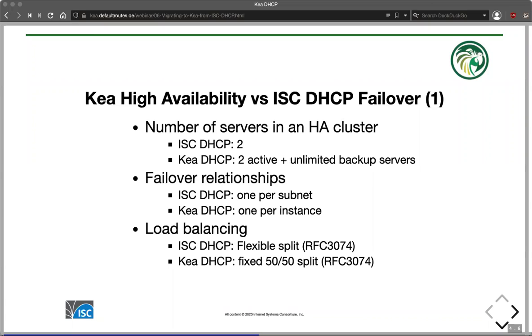For the load balancing part, in ISC DHCP, within certain boundaries, you could have a flexible split. You could do an 80-20 split, a 60-40 split, a 50-50 split, and so on. That's not possible in Kea DHCP. In Kea DHCP, we always have a 50-50 split, meaning that both parts of the high availability relationship, both pools, have the same number of IP addresses in there.